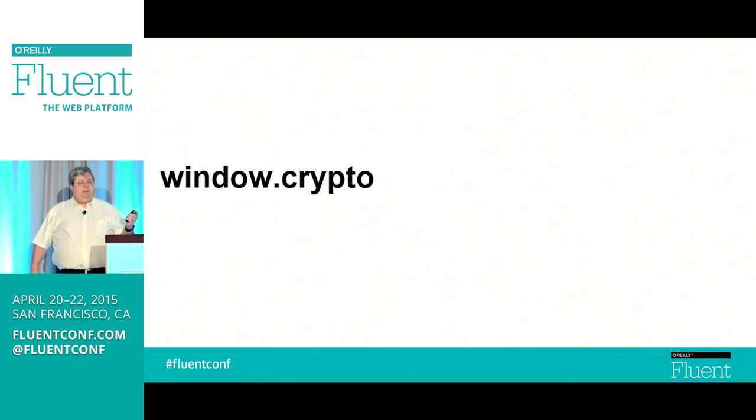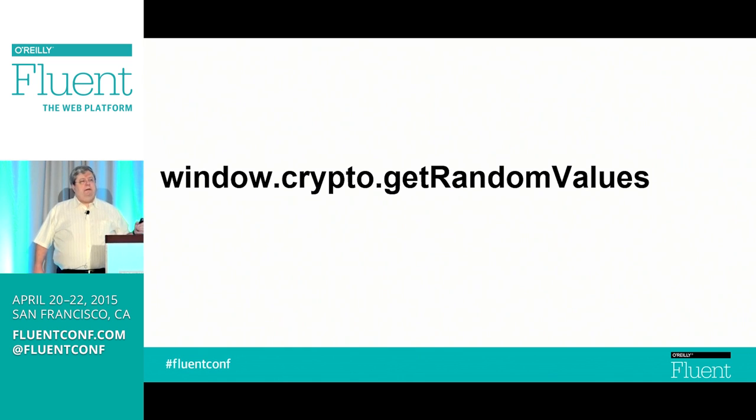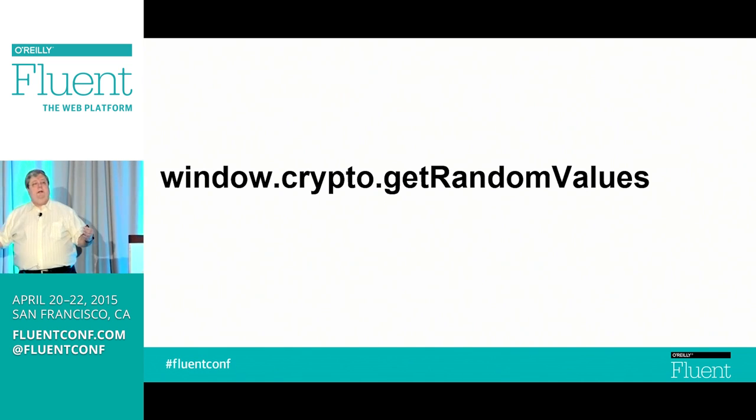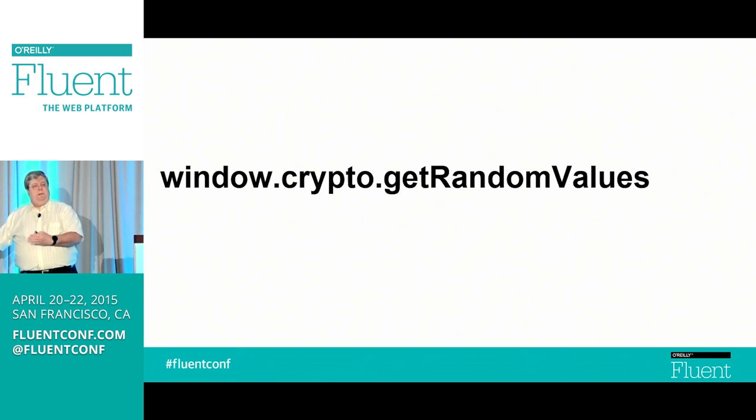And this object has a single method called getRandomValues. That takes a chunk of memory, fills it in with good random data, seeded with entropy from the underlying operating system, and returns that chunk of memory to the calling program, which is great.